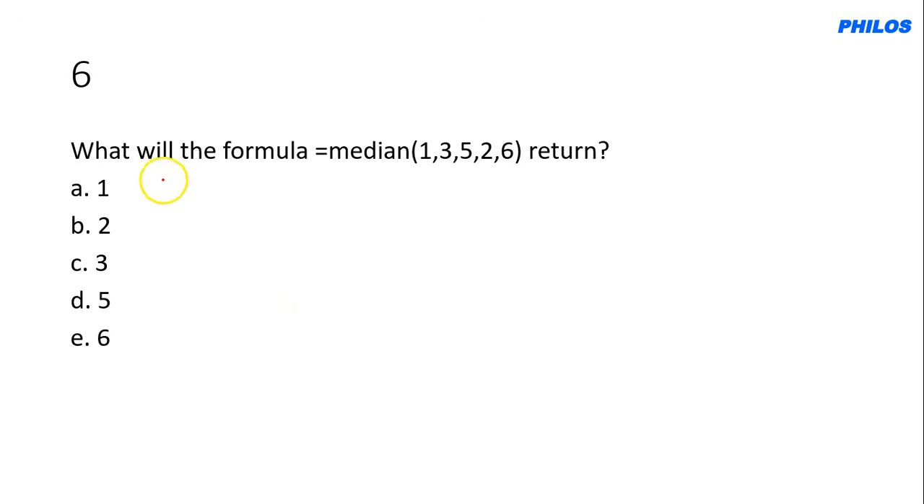Question 6 says, what will the formula equals median 13526 return? To solve this, the best thing is to rearrange this in what? In ascending order. So you have 1, 2, 3, 5, 6. So to find the median, this is out, this is out, this is out, this is out. So you are left with this 1 digit at the middle. So this particular one becomes the median. So the correct answer for question 6 is C.